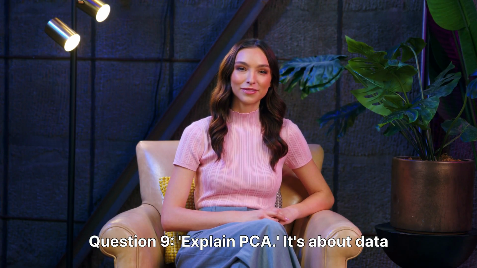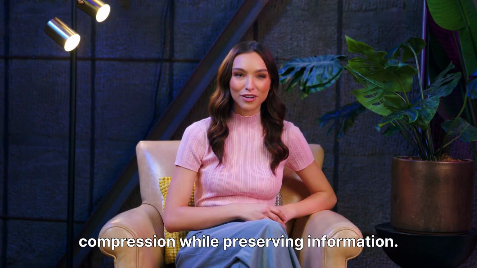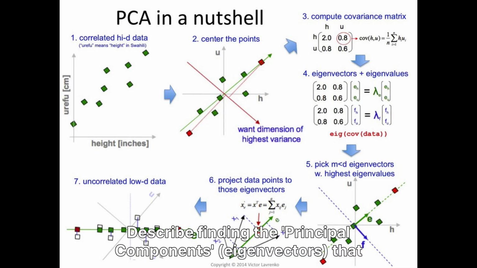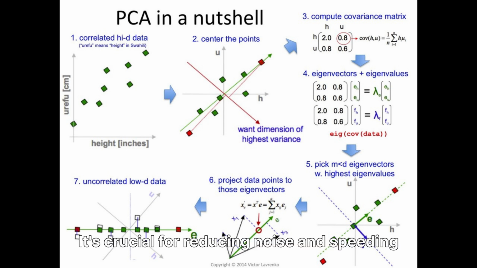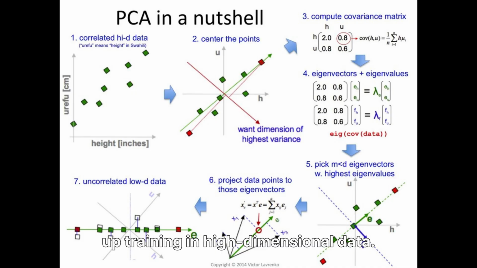Math time. Question 9. Explain PCA. It's about data compression while preserving information. Describe finding the principal components, eigenvectors, that capture the most variance. It's crucial for reducing noise and speeding up training in high-dimensional data.